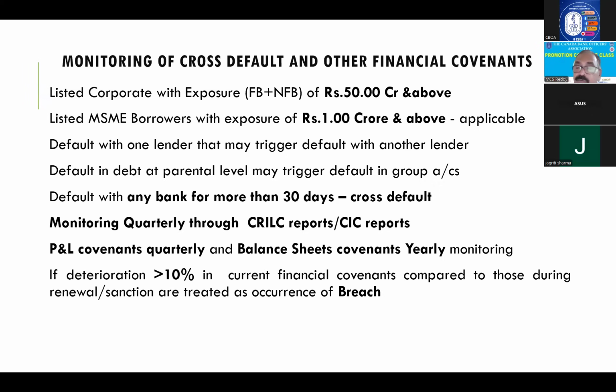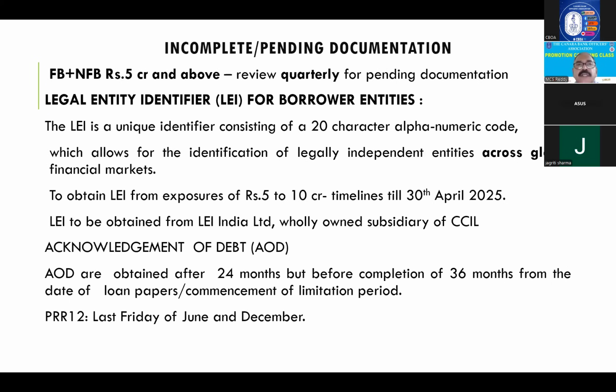Default with any bank for more than 30 days, we call it cross default. If it is not settled within 30 days, only then we call it cross default. If it is rectified in 30 days, it is not a cross default. Monitoring is quarterly through CRILC reports or CAC reports. Profit and loss covenants we monitor quarterly, and balance sheet covenants yearly. This is about monitoring of cross default and other financial covenants.